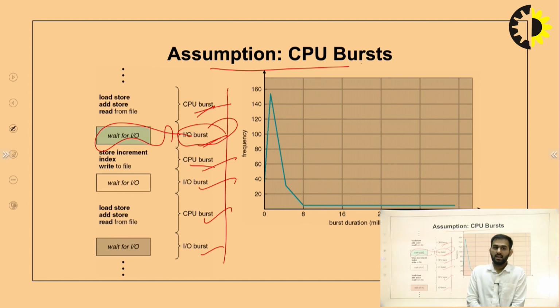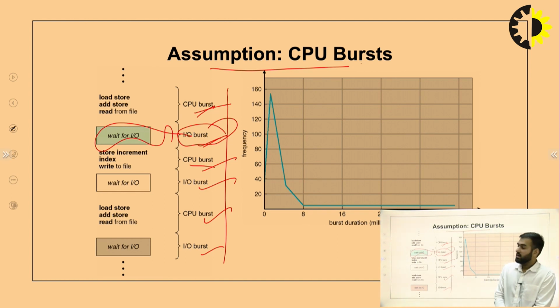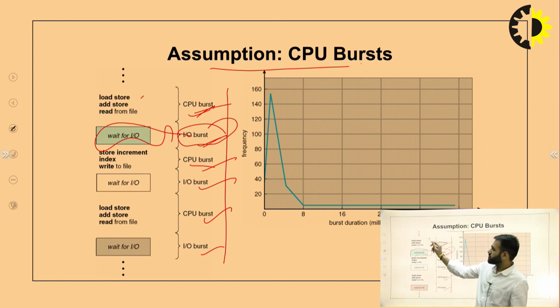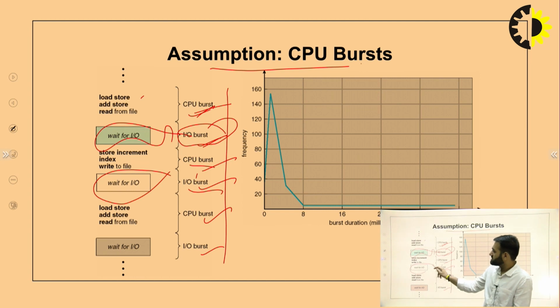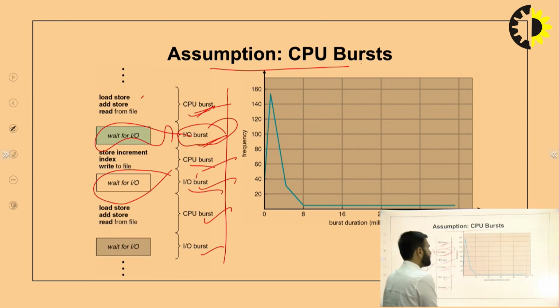Every process execution cycle is like this only. Like load store, add store, read from file. Now when a process goes for the input output burst, it will wait for some input output request. Input output means some device. Then store increment index, write to file, maybe writing to a file, then again going for the input output burst. Here it is waiting for some input output device. The third one is load store, read from file. So this is the execution of a process.